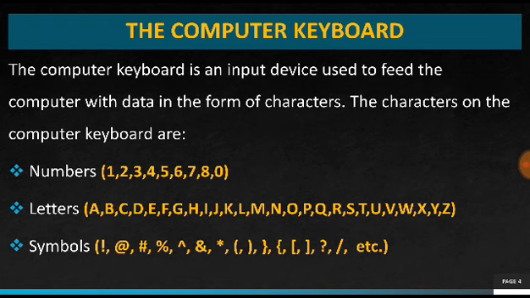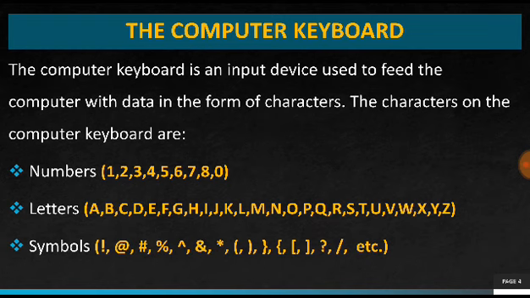So for the symbol, we have something like exclamation, at, hash, as we can see, or number. We have percentage, we have carat, we have ampersand. We also have asterisk, bracket open, bracket close, curly bracket close, curly bracket open. Then we also have the square bracket, open and close. We have the question mark, the backslash.